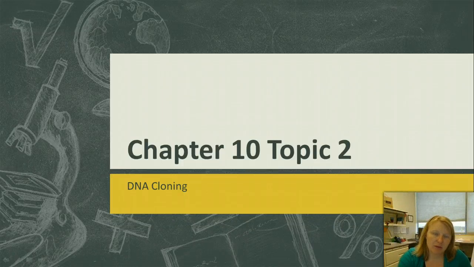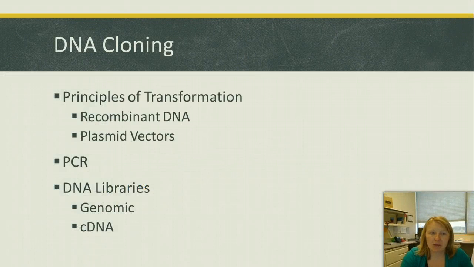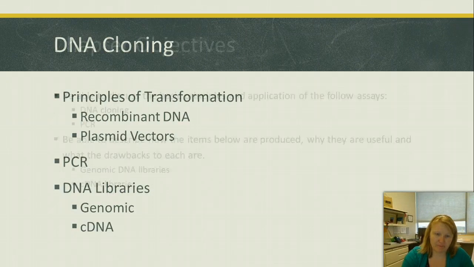So in the last topic, we talked about how we manipulate and analyze DNA. In this topic, we're going to talk all about how we clone DNA. And this is really important because this is how we actually identify the genes and what they do in the cell, or at least work on trying to identify them. So in this topic, we're going to talk about the principles of transformation, PCR, and DNA libraries.